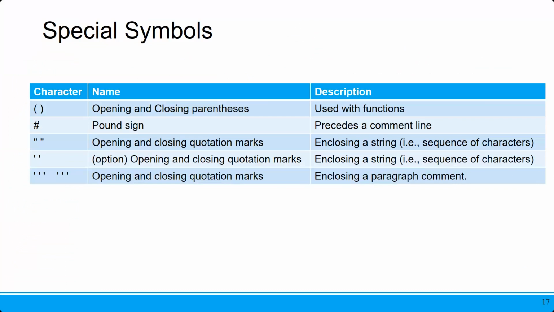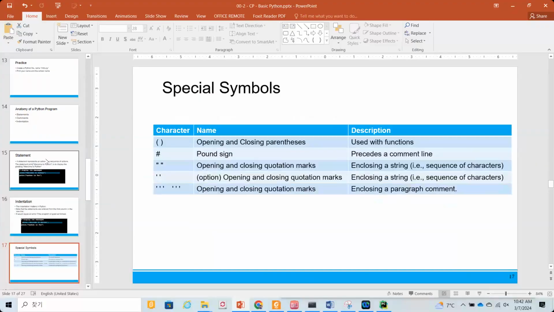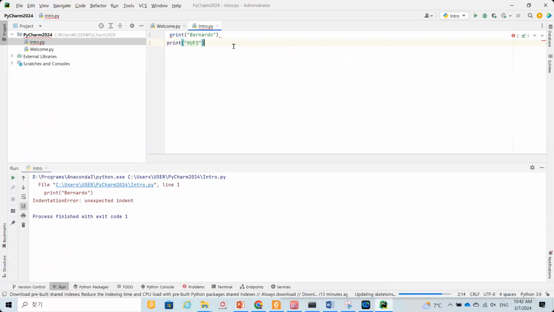So there are some special symbols when you write the print statement. You already know about the parenthesis, opening and closing parenthesis. On the side, it is used for the comment. And then opening and closing quotation marks. So there are two. This is double quote. This is single quote. So I can teach you. So let me get back here. Now the error is gone.